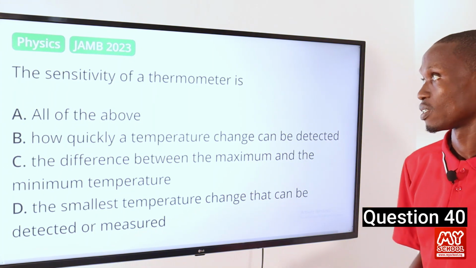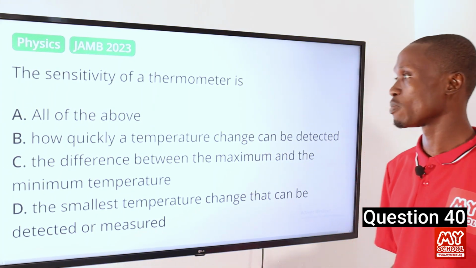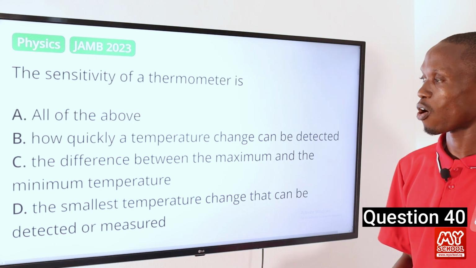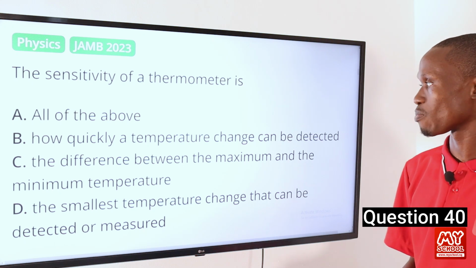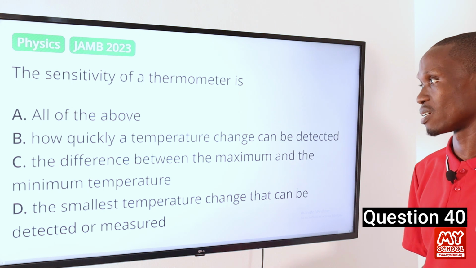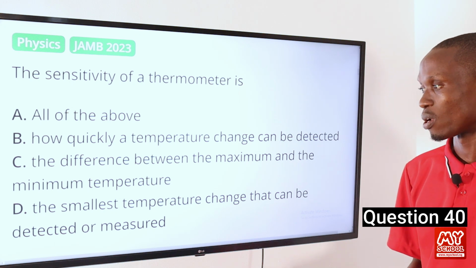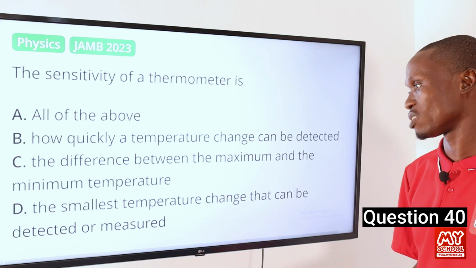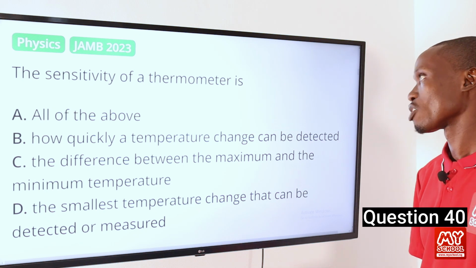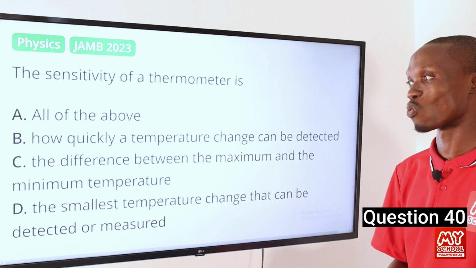Question 40. The sensitivity of a thermometer is A, all of the above; B, how quickly a temperature change can be detected; C, the difference between the maximum and the minimum temperature; D, the smallest temperature change that can be detected or measured. So the answer to this question is option D.